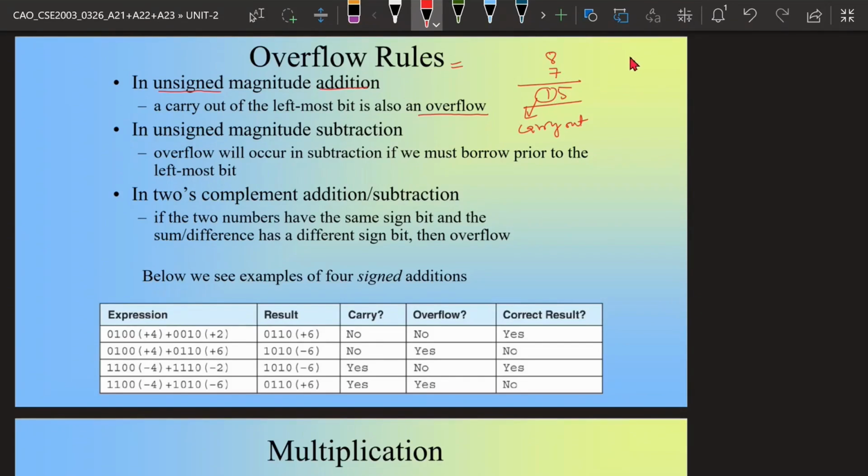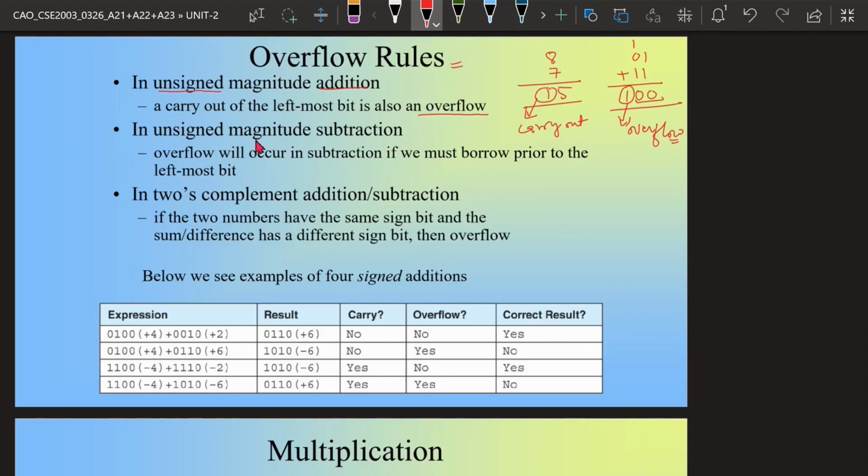Or suppose we have two bits, with the numbers 10 and 11, and we want to represent the result in only two bits. If we add them, 10 plus 11 comes out to be 01 with a carry. After adding these two numbers, we must fit the result into 2 bits because we have a 2-bit register. The extra bit is the overflow. So in unsigned magnitude addition, whatever carry comes out at the MSB side is always considered an overflow. This is the first rule.